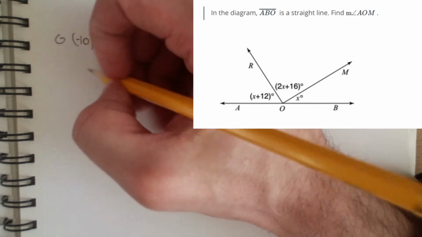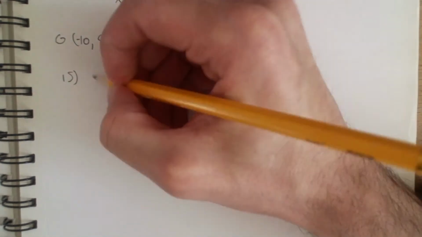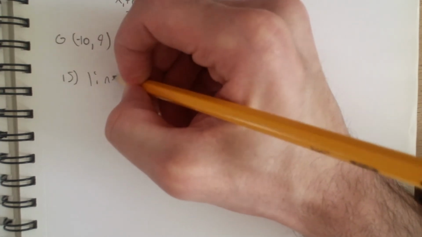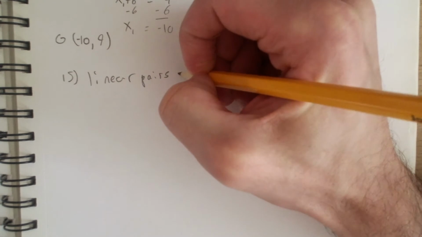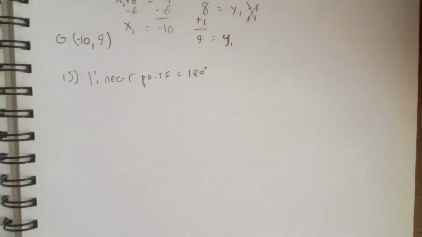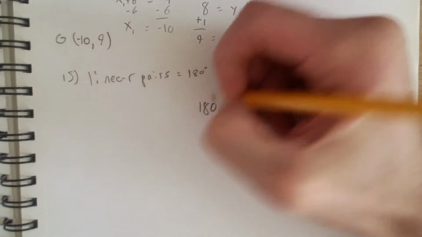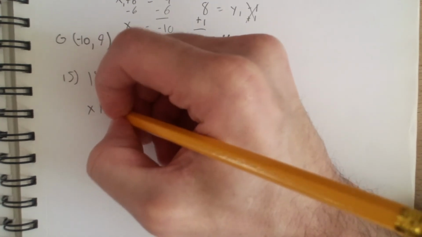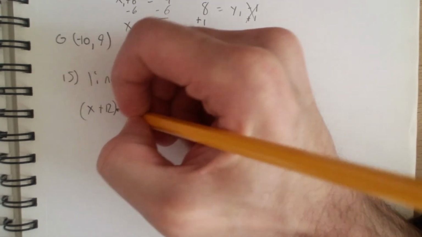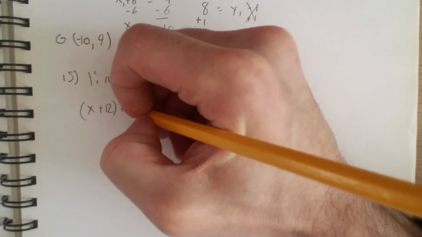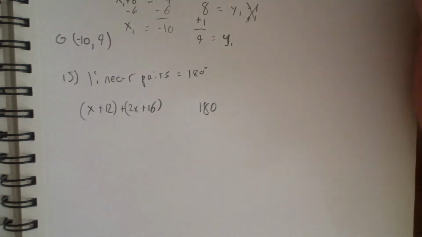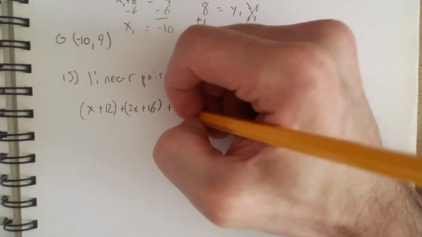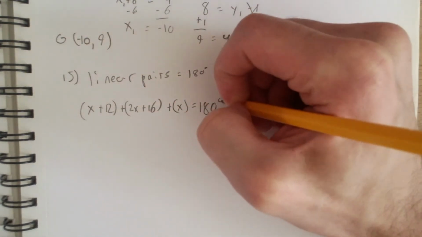To find x, we're going to set our equation equal to 180 because we have that linear pair there. Linear pairs are all equal to 180 degrees. So we're just going to add all of our individual pieces for our angles. I'm going to put it in parentheses just visually to make it a little bit easier, but not a necessity.